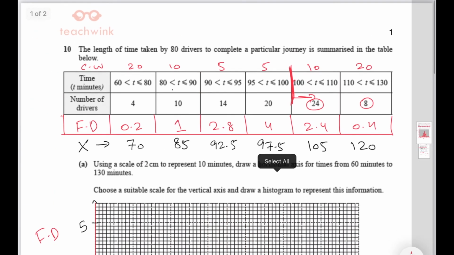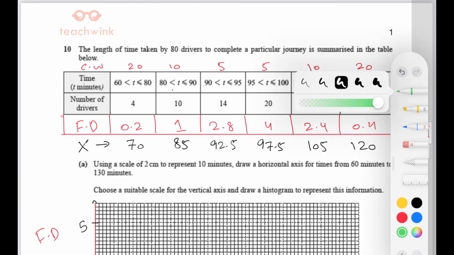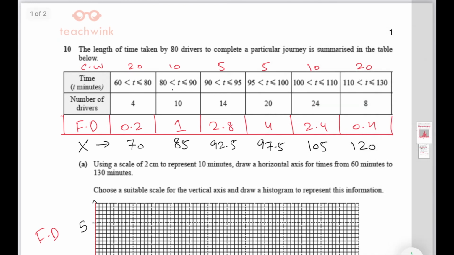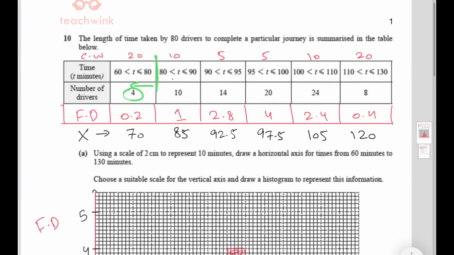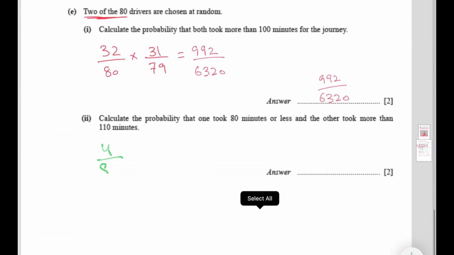One took 80 minutes or less and the other one took more than 100 minutes. So there are 2 possibilities over here. Let's do this in green and let's increase the size of the pencil. So the question says 80 minutes or less. 80 minutes is supposed to be over here. 80 minutes or less means 4 out of 80 drivers. So you write 4 over 80 for the first one, and since you've chosen one driver already, the next one is going to be 79.